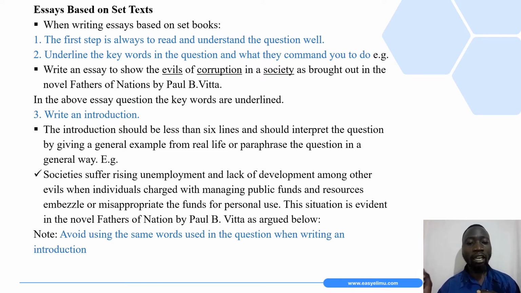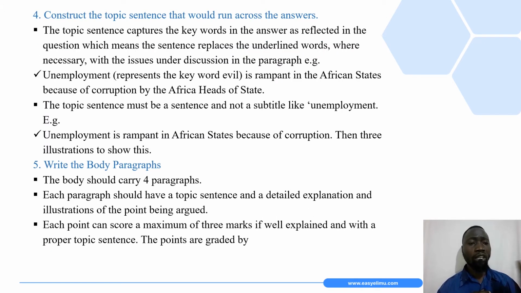Societies suffer rising unemployment and lack of development, among other evils, when individuals charged with managing public funds and resources embezzle or misappropriate the funds for personal use. So this situation is evident in the novel Fathers of Nation by Paul B. Vita, as argued below. So after that, that is when you now start developing the body paragraphs. So once again, avoid using the same words used in the question when writing an introduction. So the next tip or the next step to follow is that construct.